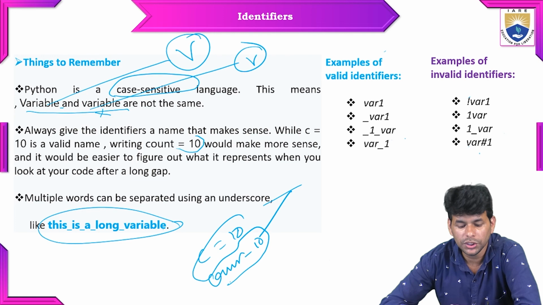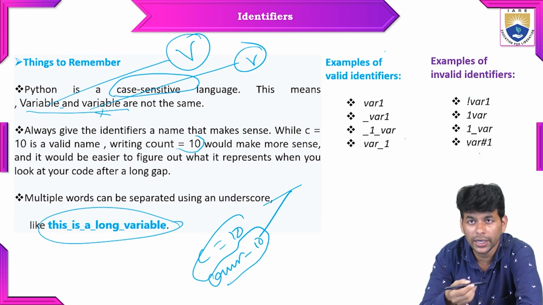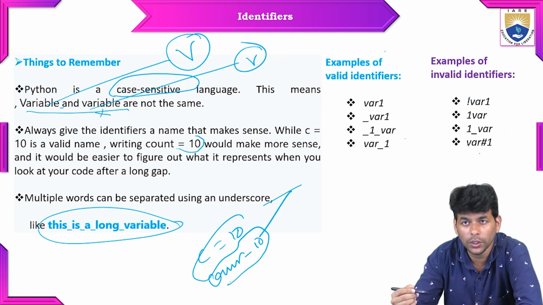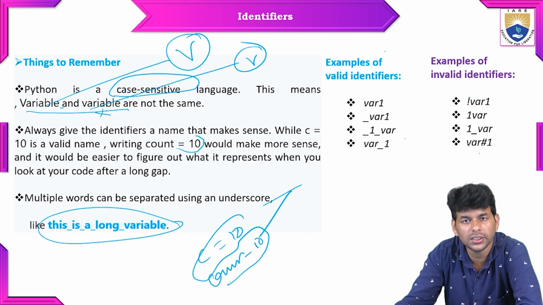So this is about today's class. This is about what an identifier is, how to define an identifier, what the valid identifiers and invalid identifiers are, and then what we discussed about the interactive mode and the script mode. That means how to write code in the Python programming language and how to execute code in the Python programming language. All of this has been discussed in today's class.